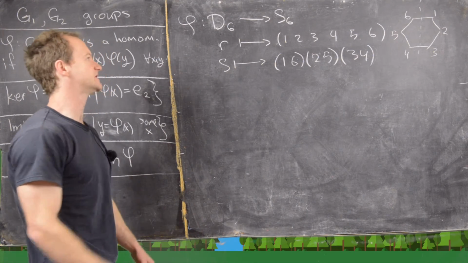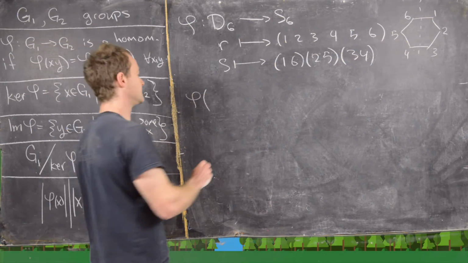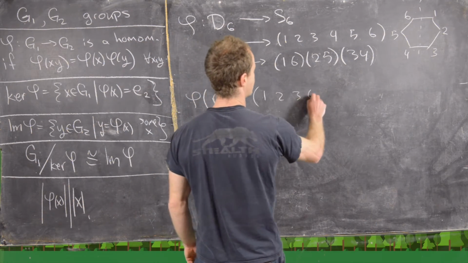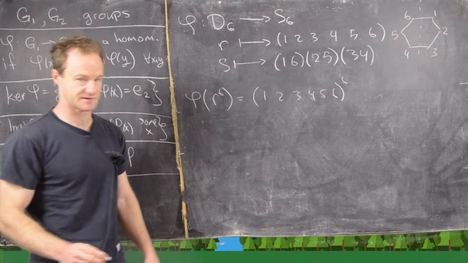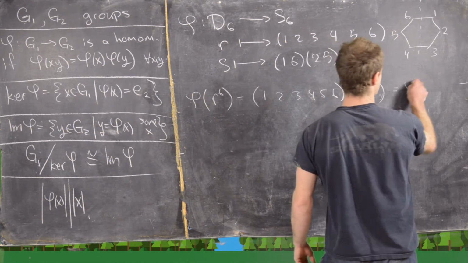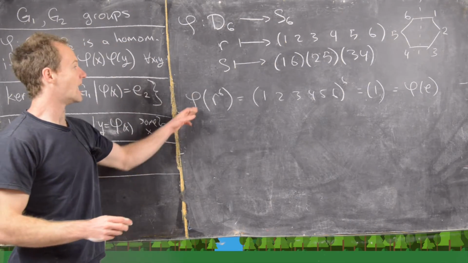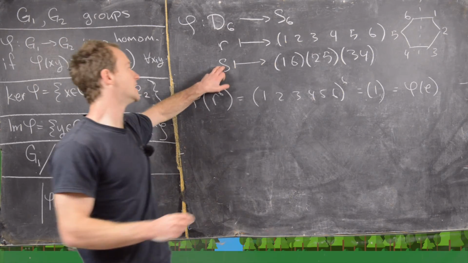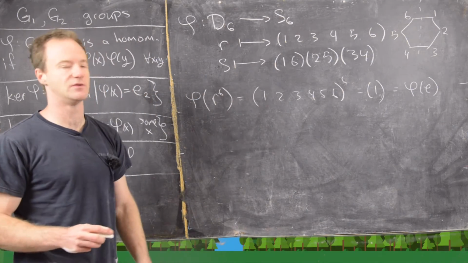Okay, so now let's check that this is a homomorphism. So let's check the defining relation for the rotation. So phi of r to the 6, that is equal to (1 2 3 4 5 6) to the 6th power. In other words, it composed with itself 6 times, but that's obviously going to get us to the identity, which is the same thing as phi of the identity, which is exactly what we should get here. Okay, and then I'll let you guys check the same thing for the reflection. Obviously, if you get s squared on this side, you get the identity. If you combine this with itself one time, you get the identity.